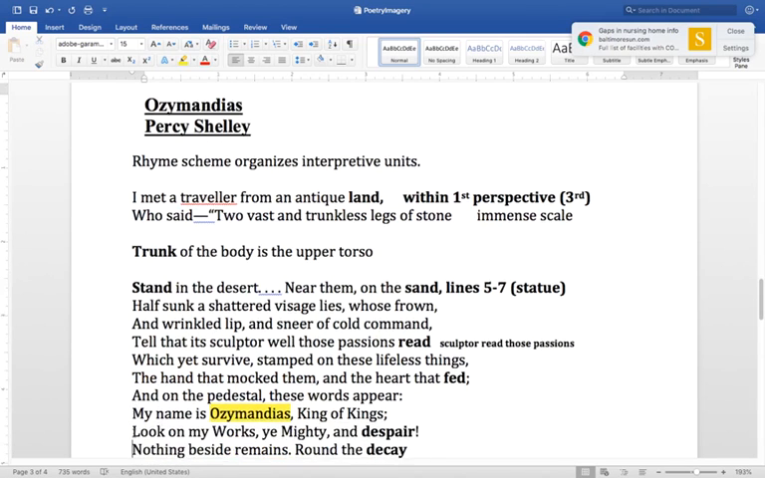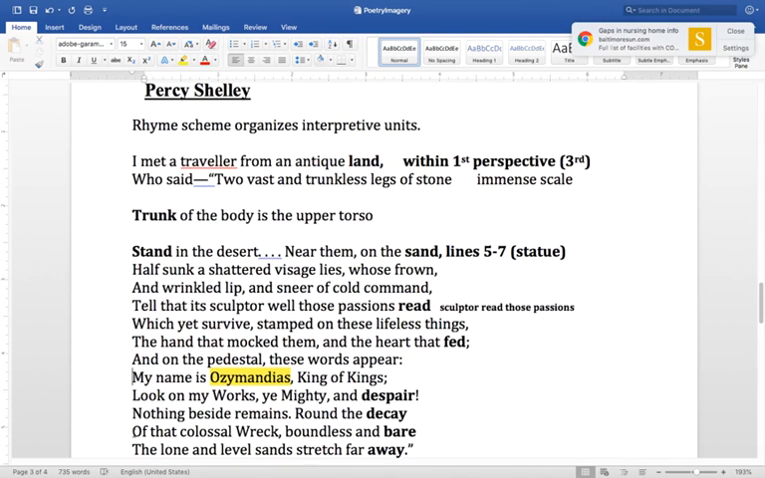Here's your next unit, and on the pedestal these words appear, and here it's very clear that a statue is being referred to, right? It's clearly a broken statue, but it does have a pedestal, and on that pedestal these words appear. My name is Ozymandias, King of Kings. Look on my works, ye mighty, and despair.